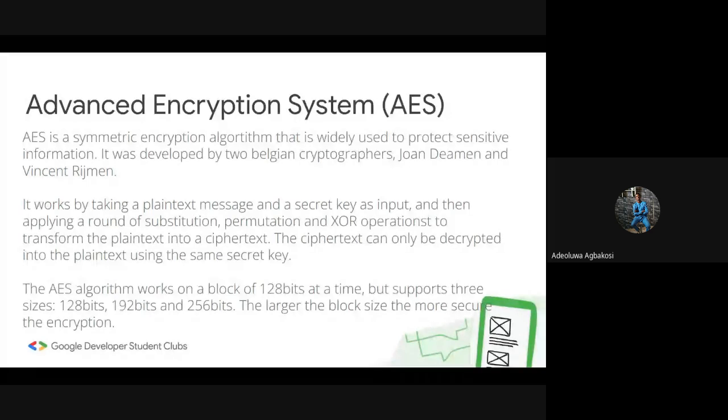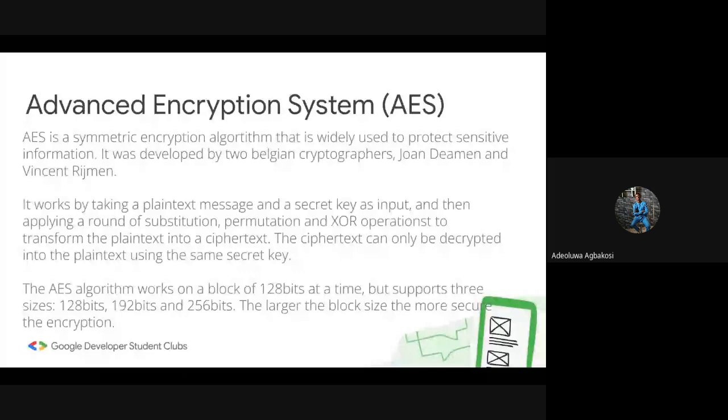Now, the Advanced Encryption Standard works by doing a bunch of complex mathematics on your plain text and on your secret key. It takes in the plain text and your secret key as inputs, and then it applies a round of substitution, permutation, and XOR operations to transform the plain text into a ciphertext.